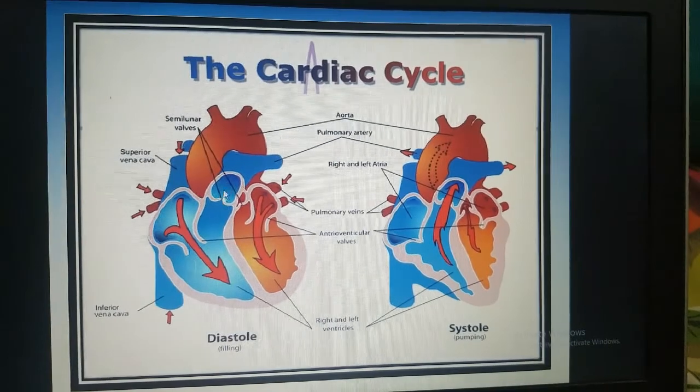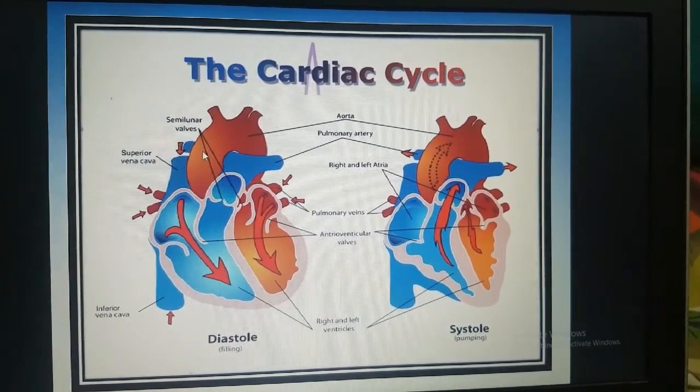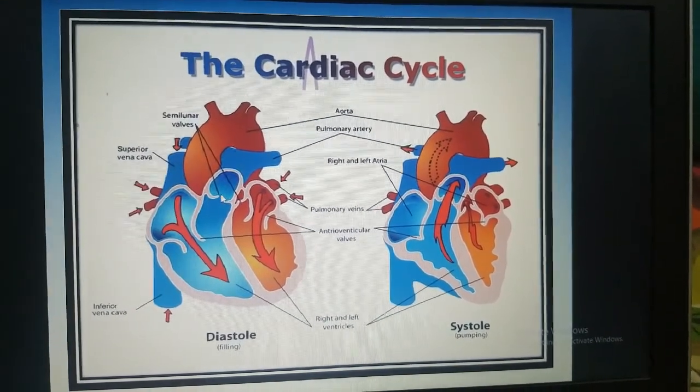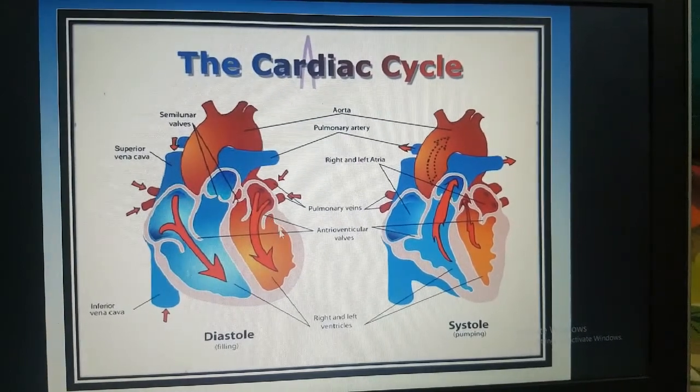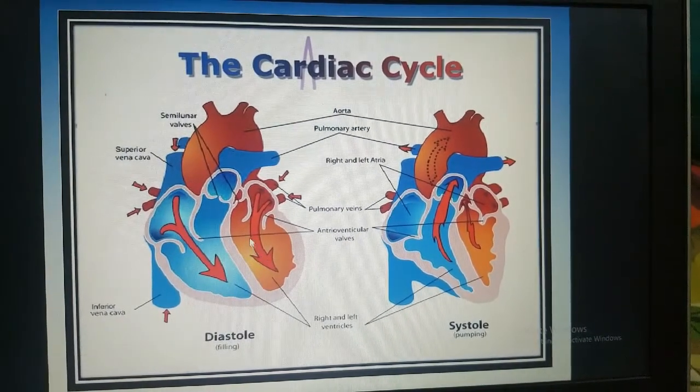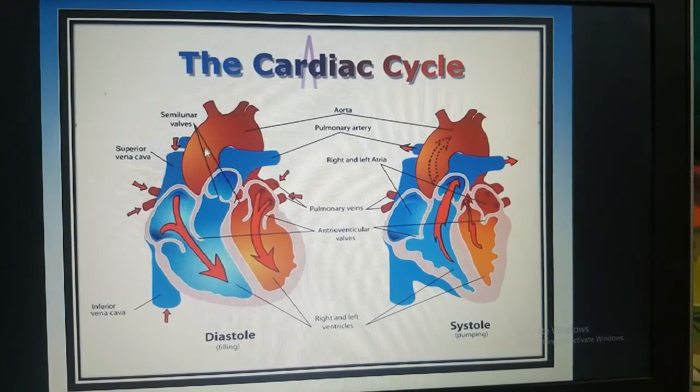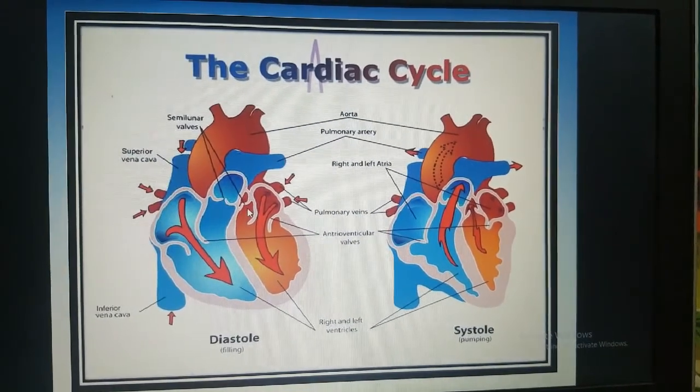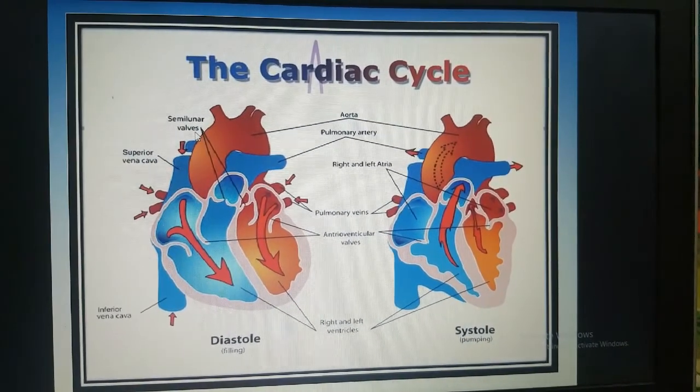Similarly, when you check from the ventricle, the blood will move out of the heart. From the right side, it is moving towards the lungs through the pulmonary artery. Here we have semilunar valves, and from the left side to the aorta, again we have semilunar valves. These are semilunar valves.